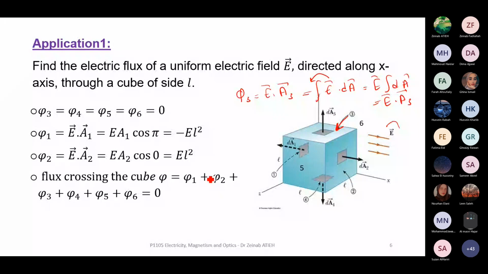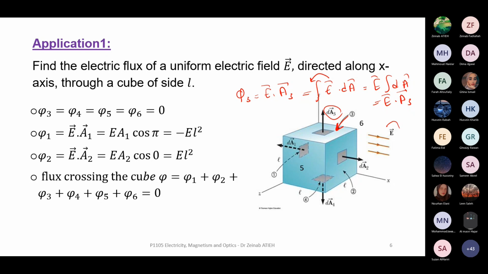Here dA appears, so it's okay. Now I can use E dot A. I am working only on the surface which is 3. E dot A. I won't use the integral. No need, because E is not variable and my surface is flat.